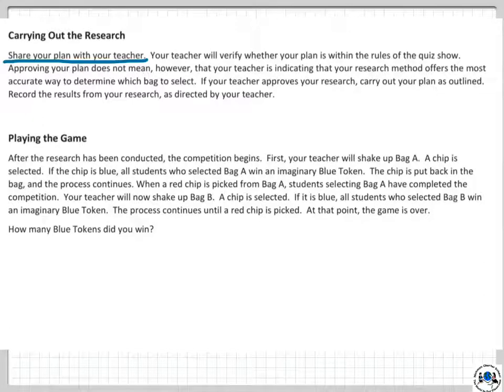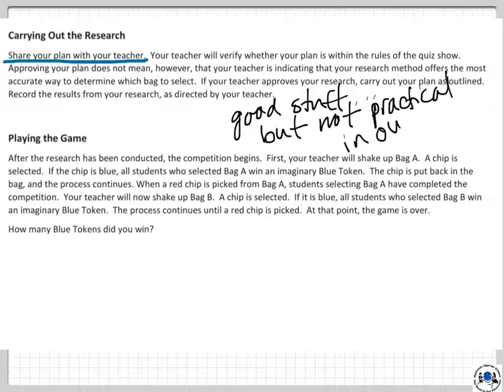Okay, so this is a really wonderful application to the classroom. You'd carry out your research, and then you're going to share. Actually, before you carried out research, you would share your plan with your teacher, with me. Which is good stuff, but not practical in our case. But you can see how good it is.